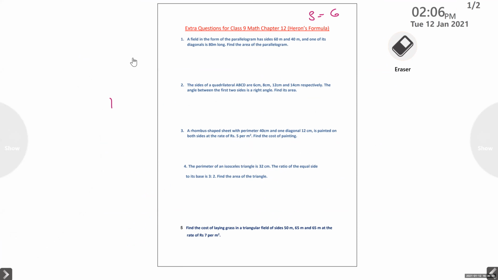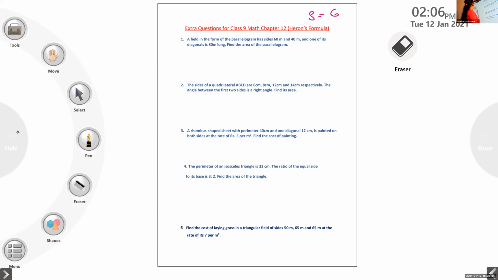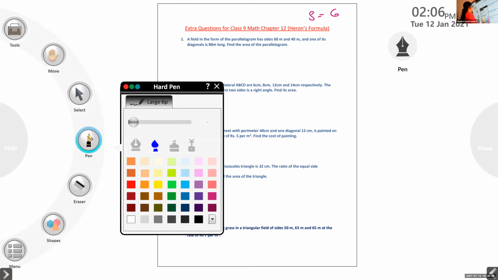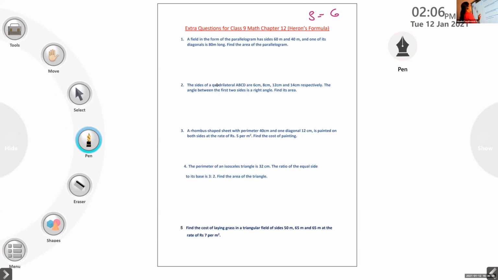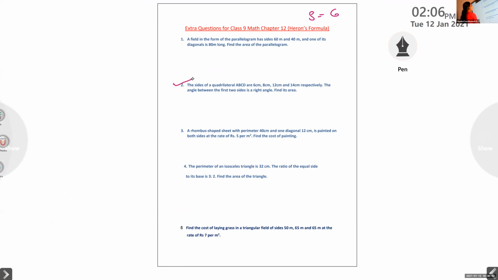Okay, now we'll move to the second question. The sides of a quadrilateral ABCD are 6 centimeter, 8 centimeter, 12 centimeter, and 14 centimeter respectively. The angle between the first two sides is a right angle. Find its area.